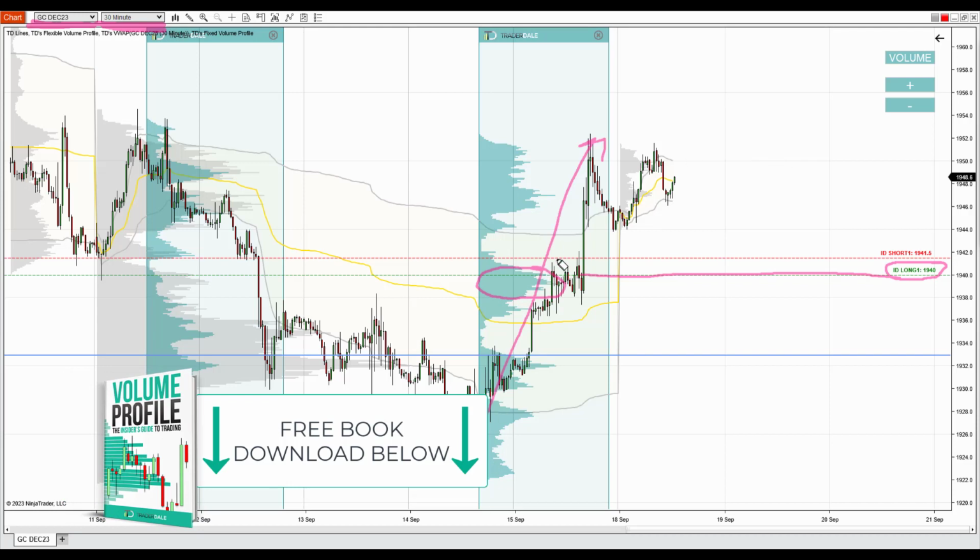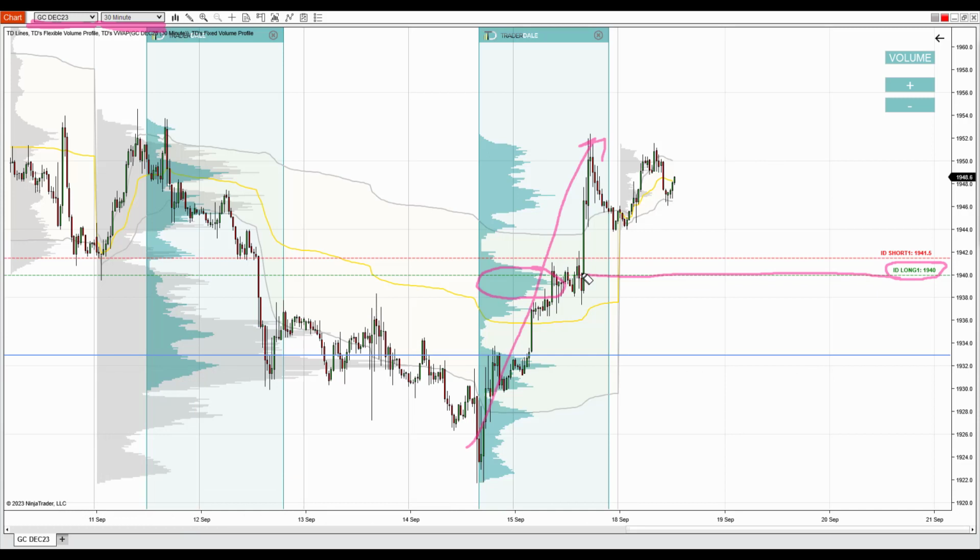Now from this heavy volume zone you can see that the price continued to move even higher, and this was very nice and aggressive buying activity. So all this is telling us that buyers who are pushing the price upwards were adding to the long positions in here, and then they continued to push the price even higher.